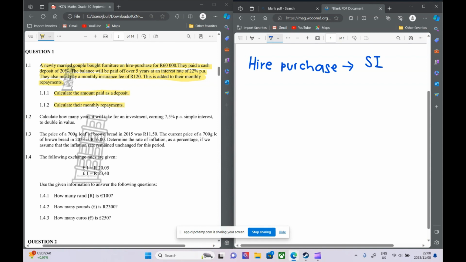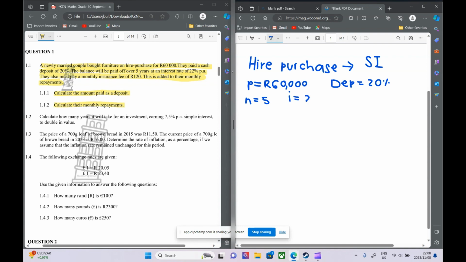So we've got here, a newly married couple bought furniture on hire purchase for 60,000 Rand. What I would do is go through and make some notes before we start. The principal amount, the starting amount, was 60,000. Then they paid a cash deposit of 20%. So our deposit is 20%. The balance will be paid off over 5 years, so our number of years is 5. The interest rate is 22% per annum.